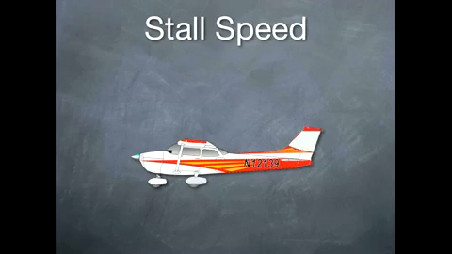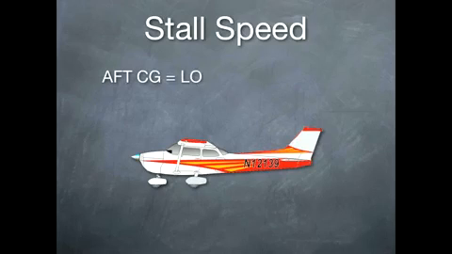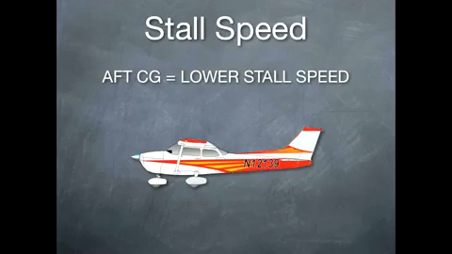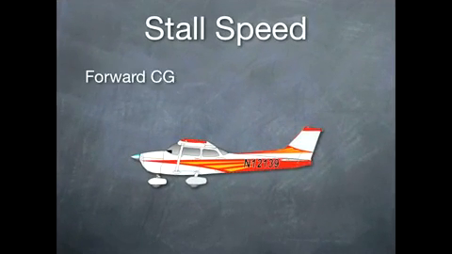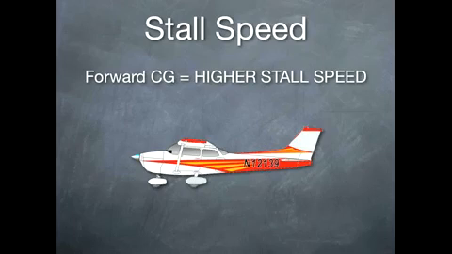So now the big one. And this is going to take a second to explain, so feel free to watch this more than once. How CG affects our stall speed is one of the toughest things for students to understand. Remember, an aft CG equals a lower stall speed. That's the easy part to remember. Let's get into a little more detail.